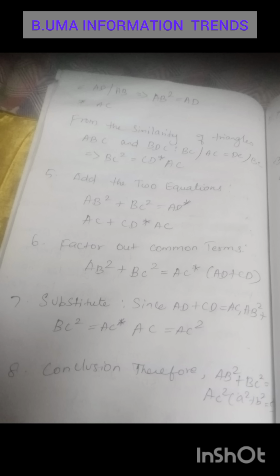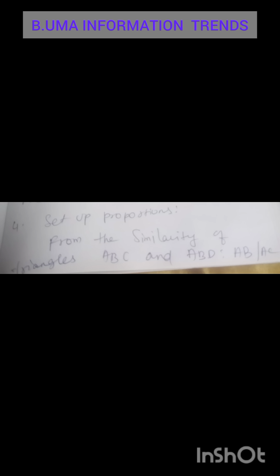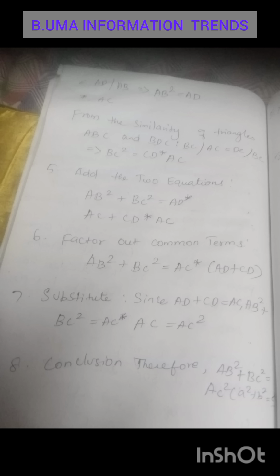In summary, the Pythagorean theorem is a fundamental concept in geometry that relates the sides of a right angle triangle, allowing us to calculate the length of any side if we know the lengths of the other two.